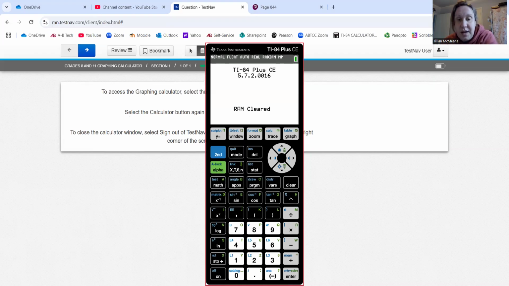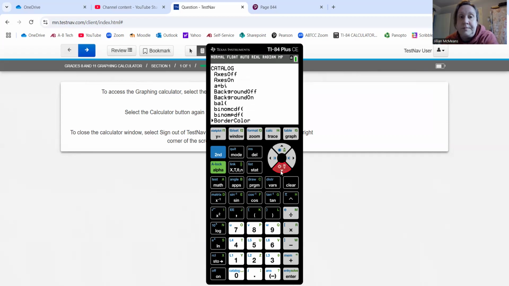So what I want to do is if you look down here at the 0 button, it says catalog. I want to go to the catalog of functions, and we're just going to scroll until we find diagnostic on. There's a shortcut, but it's more complicated to explain than it is just to scroll. So we're going to go second catalog. It's going to pull up the catalog of all the functions on the calculator, and we're going to scroll down until we get to diagnostic on. Pause this video as you need to, rewind as you need to. So second catalog, and then we're going to scroll until we get to diagnostic on.